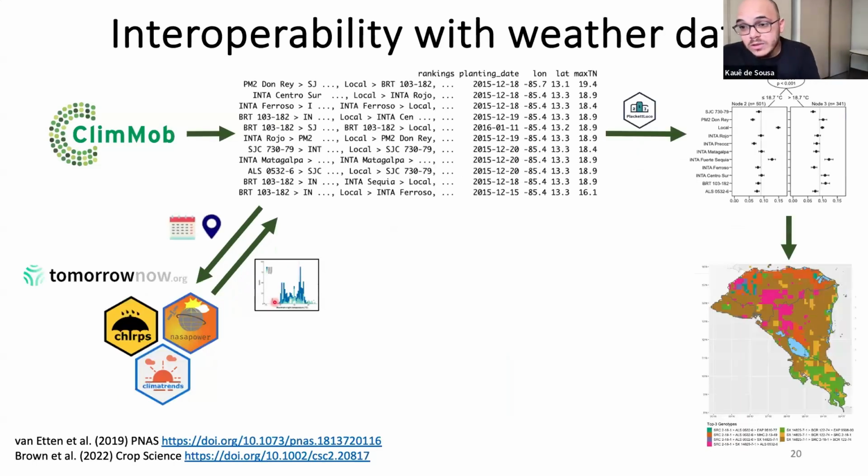Another approach, which is basically the first one that we did, is interoperability with weather data. So you have the Tricot data here. Since you have the planting date and the longitude and latitude, you can easily get climate data from lots of sources. Now there are many sources available, and what these sources give back to you is the climate indices.